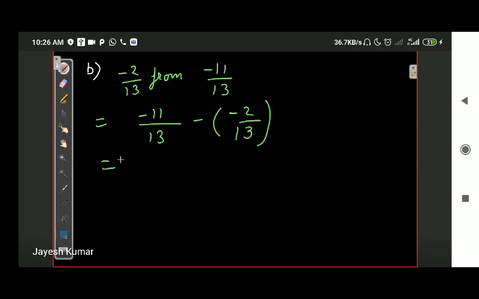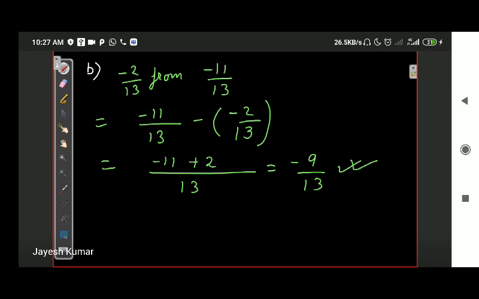Then you take the common denominator, that is 30, minus 11 as it is, minus minus plus 2, you will get minus 9 upon 30. So this is your final answer. It cannot be simplified further. So this is how you do the subtraction for case 1. What was case 1? When the denominators given to you are the same.